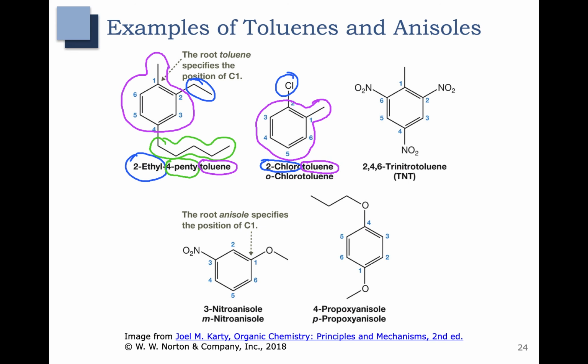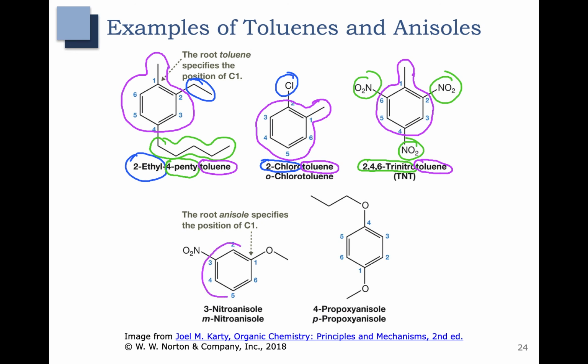In our last toluene example, here's our parent chain. The 1 has to go right here because that's where the methyl group from the toluene is. And then we have 1, 2, 3 nitro groups at positions 2, 4, and 6. So this becomes 2,4,6-trinitrotoluene, which is commonly referred to as TNT.